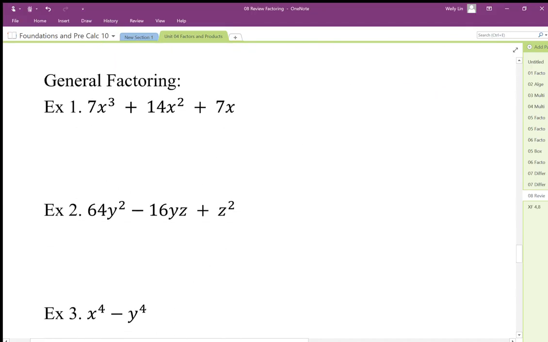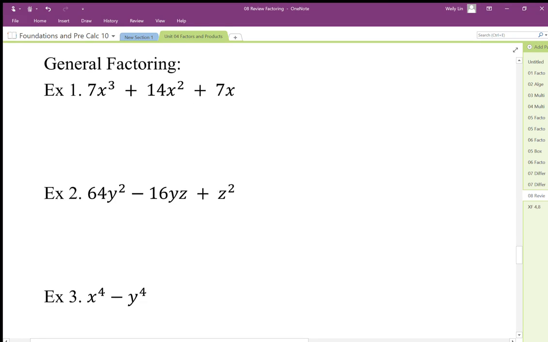So just practicing our general factoring, the very first thing we always do is factor our greatest common factor. So we check along here, the greatest common factor is 7, and I have a common x as well. That leaves me with x squared plus 2x plus 1. I have to check if that's factorable. Are there two numbers that multiply to 1, add to 2? Okay, I have to remember to bring that factor with me, because that's still part of the expression.